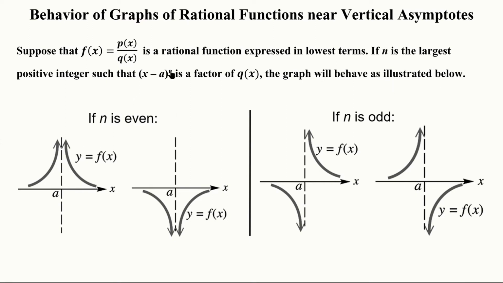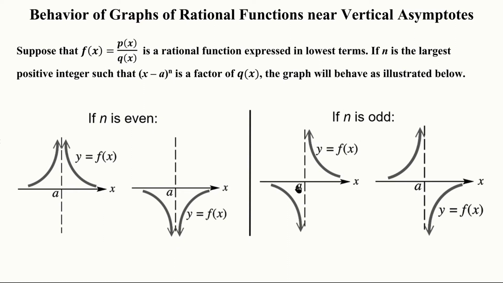Now, if n, the exponent of the factor (x minus a) to the n, is even, then the graph is going to look like this, depending on whether the coefficient is positive or not. If it's positive, they'll both be pointing up toward infinity. If it's negative, they're both going to point down toward negative infinity.